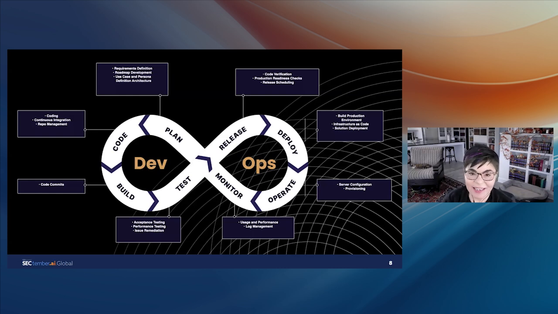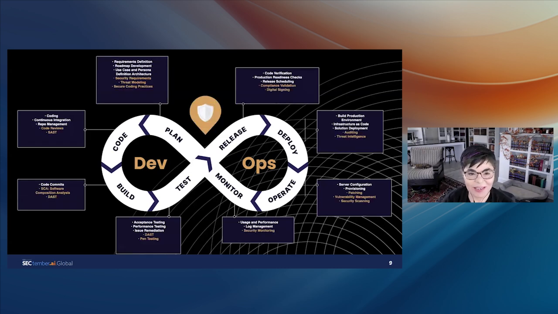DevOps, fantastic, but need a little bit of security in there. So what did we do? We brought security into the DevOps lifecycle. And we wove the activities for security throughout the traditional phases of DevOps. So now during requirements definition, that's great. We want it to be a product that does X, Y, Z for our company. Here are the personas that are going to use it. How do those use cases look?